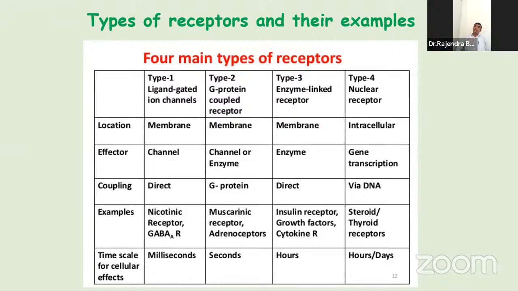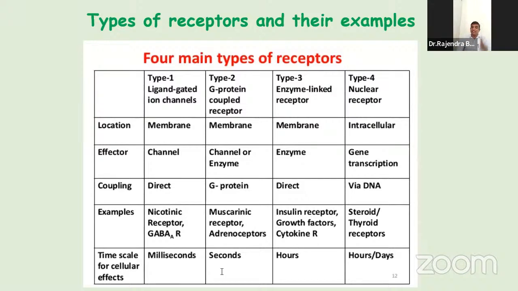Type 3, which is also called enzymatic receptor, also called enzyme-linked receptor. So that is membrane-bound. What are the examples? Insulin receptor, then cytokine receptor. Next is the type 4 receptor.